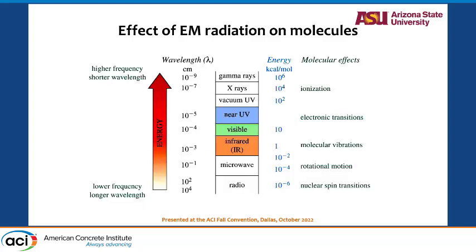So what does electromagnetic radiation do to molecules? From lower energy, there are nuclear spin transitions in the radio wave frequency, then rotational motion in the microwave. Infrared is vibratory motion. Near ultraviolet is electronic transitions. X-rays and gamma rays ionize materials. So you have the whole spectrum of energy, and you'll see the energy on the blue scale: 10 to the 6 kilocalories per mole for gamma rays, where you really have ionization and effects beyond that, and for infrared about 1 kilocalorie per mole, which corresponds to molecular vibrations.